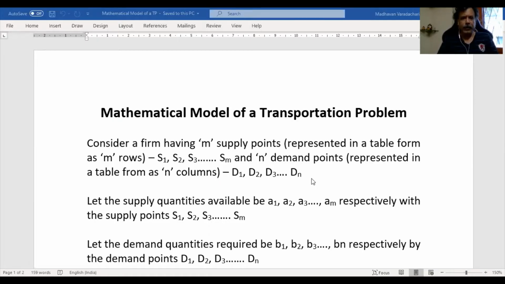Hello everyone. In this session, we will see about the mathematical model of a transportation problem. So let's consider a particular firm having m supply points, and in a table we will represent those supply points in terms of rows, say S1, S2 and so on up to Sm, and n demand points. In a table we will generally represent the demand points in terms of columns.